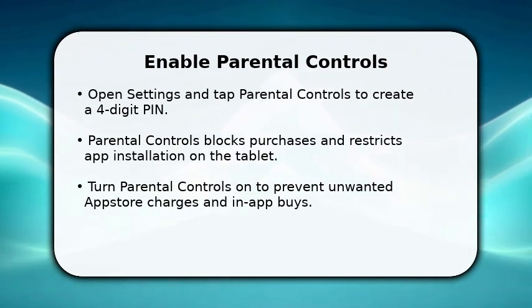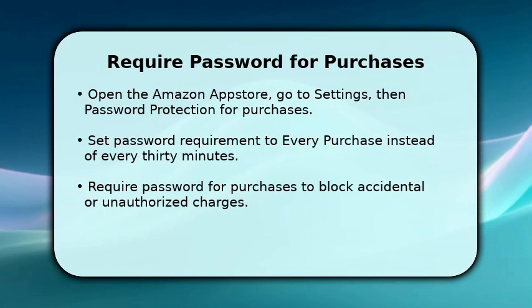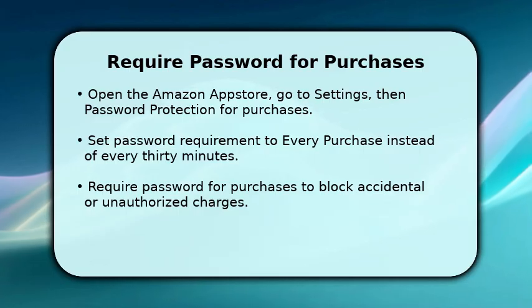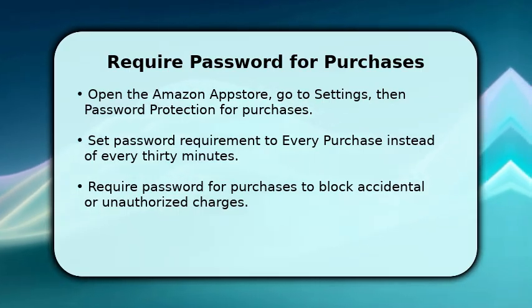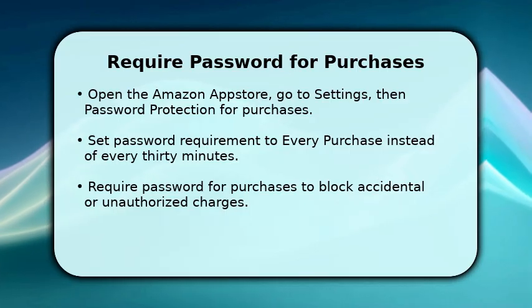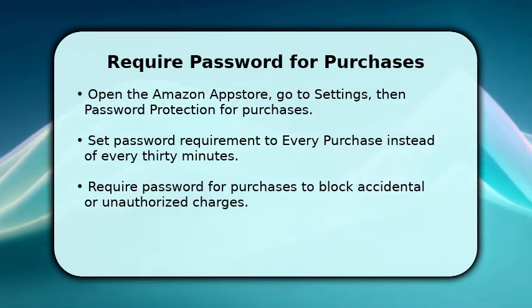Open the Amazon App Store app and tap the menu icon in the top corner. Choose Settings, then Password Protection for purchases to set purchase controls. Change the option to every purchase instead of every 30 minutes to force repeated verification.